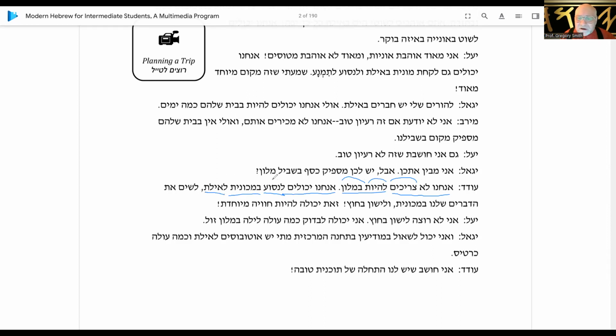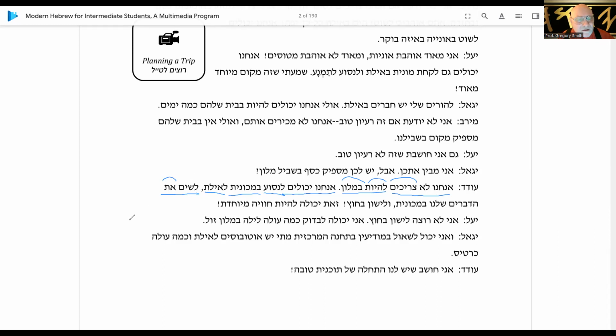Okay, so maybe it's not his car here. I don't see where it says his car. Lasim et, I think that's et. Lasim, to put, et hadavarim, which would be our things, shelanu b'mekonit. Lasim et hadavarim shelanu b'mekonit, to put our things in the car.